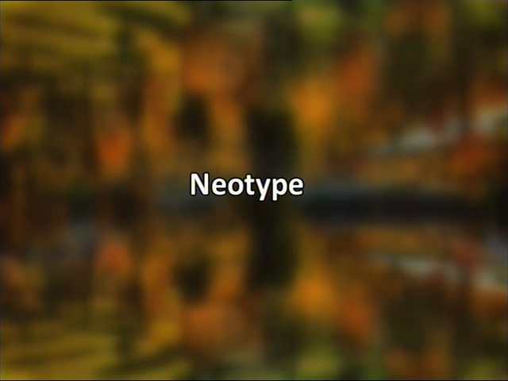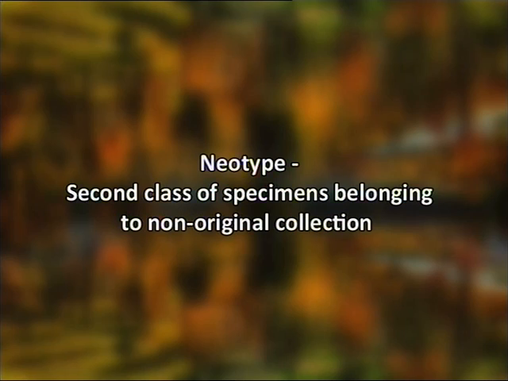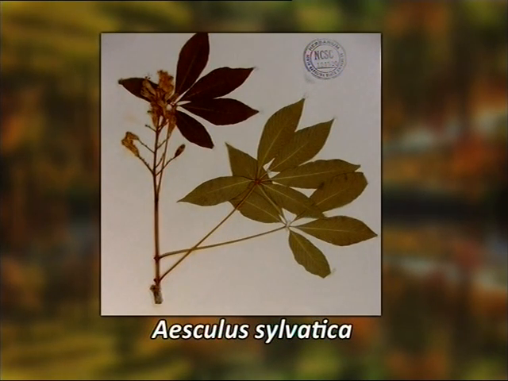Now we come to neotypes. A neotype is a second class of specimens belonging to non-original collections that is selected to serve as the type when all of the material on which the name was originally based is missing or absent. For example, the type collection for the name Aesculus sylvatica, representing a neotype, was collected by Hardin in the absence of Bartram's collections, who first proposed the name with description only. The specimen has been deposited in the herbarium of the University of Michigan.